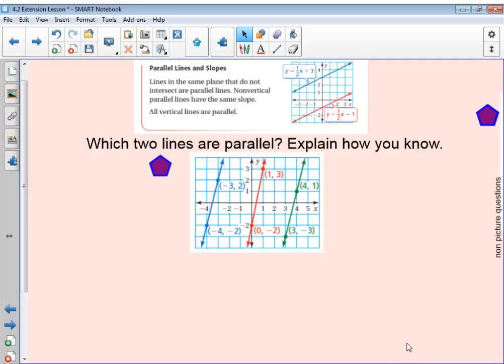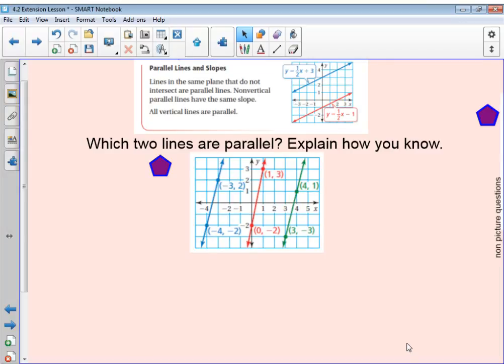In this part of our lesson, we're going to be working with parallel lines and identifying parallel lines from equations as well as pictures. So first of all, let's review what parallel lines are. Parallel lines are lines within the same plane that do not intersect and are parallel to one another. So in other words, they will never ever intersect.